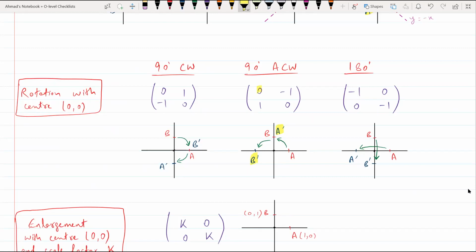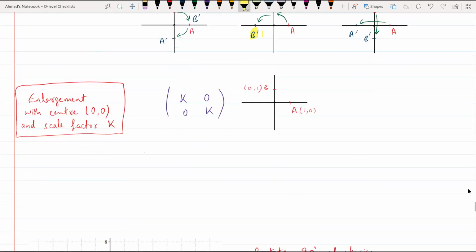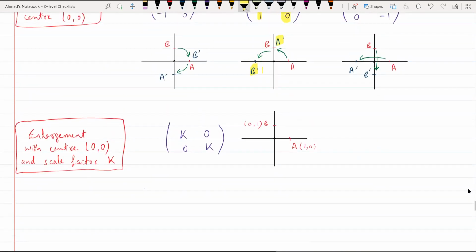A dash के coordinates क्या है? 0 1. B dash के क्या है? minus 1 0. So that's your matrix for 90 degrees anti-clockwise rotation. ठीक है? So similarly, you can look at the other one, what's happening here. जिस तरह से आपके points move हो रहे हैं, उसी तरह से आपके पास ये matrices आ जाएंगे वहाँ पे. Enlargement का matrix आप वैसे याद रख सकते हो. That's the easier one to remember.